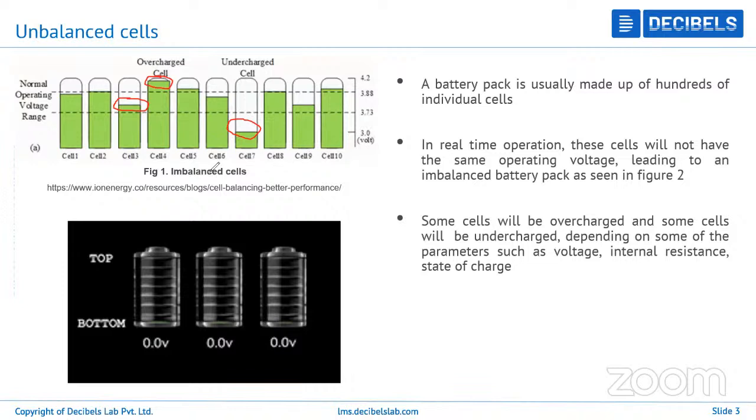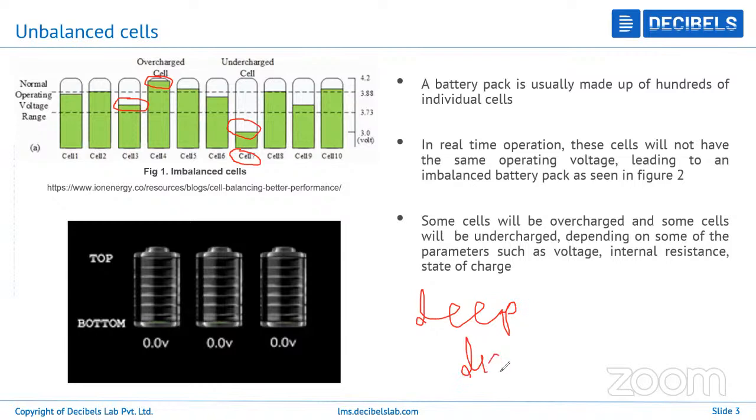Even during charging or during discharging, this can affect the performance of the battery pack. For example, let's say that a battery pack is currently discharging, which means it is supplying power. At certain times there could be a few cells that have very low voltage, in this example cell number 7. Once the voltage of this cell has reached such low values, it will start undergoing a phenomenon called deep discharge.